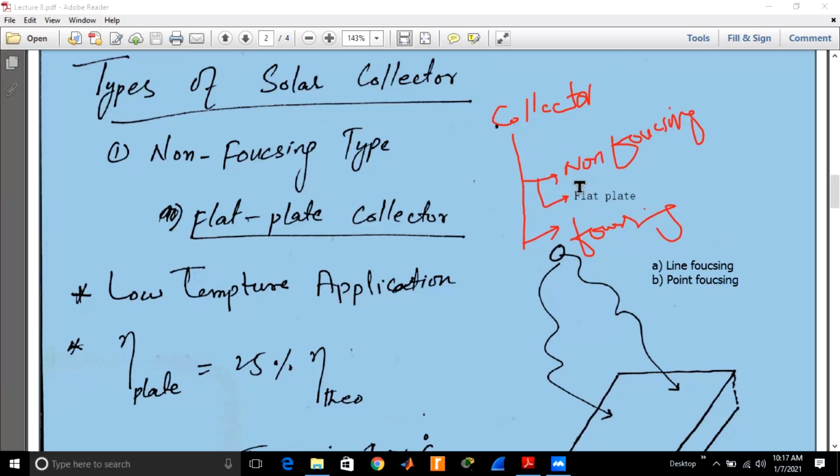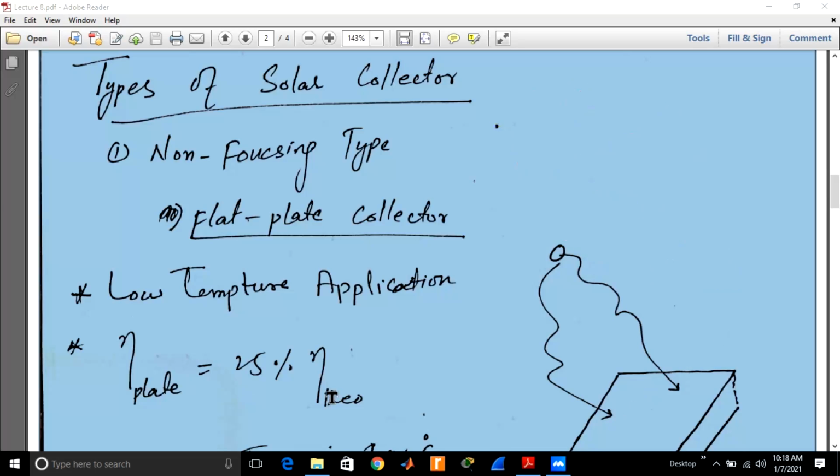In the case of non-focusing, we will discuss the plates, and we have already discussed them in the previous class, in which we studied what the components of the solar collector are. So we discussed the flat plate collector, and there are others which are focusing, line focusing and point focusing. What is meant by focusing? By focusing we mean that the energy is focused to a specific line or a specific point.